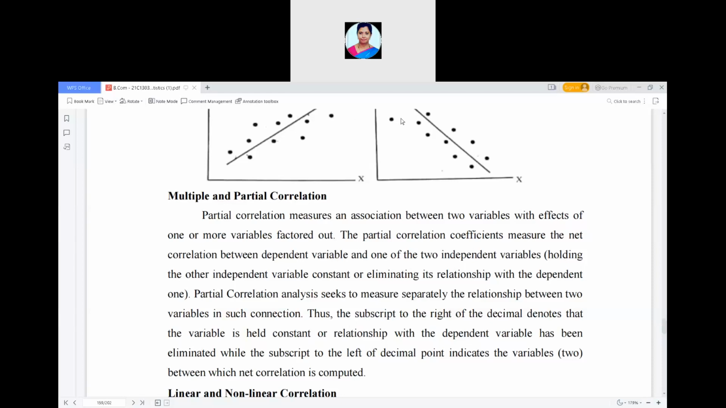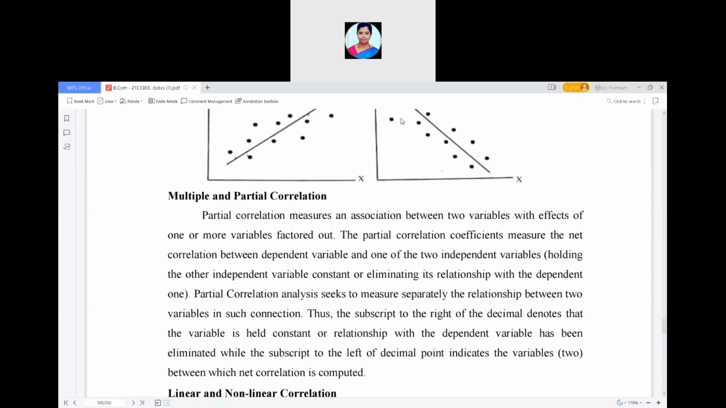Thus the subscript to the right of the decimal values denotes the variable. In the partial correlation, we study the relationship between the variables keeping the others constant.